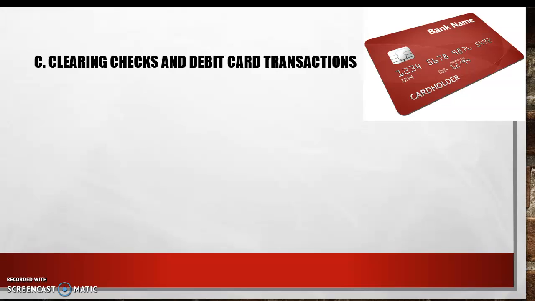Letter C, clearing checks and debit card transactions. The 20th century saw the rise of writing checks. In the 1990s, $95 out of every $100 in business transactions was a written check. So 90%, 95% of all money going from here to there back in the 90s was a check, not cash. Today, even more popular is the use of credit cards, debit cards, and electronic funds transfers. After all, when was the last time you bought something with cash?